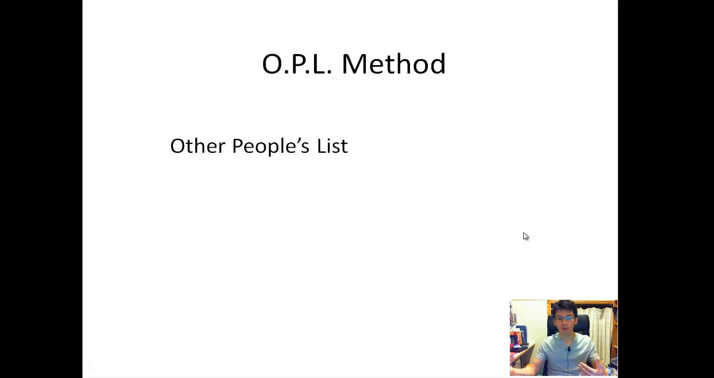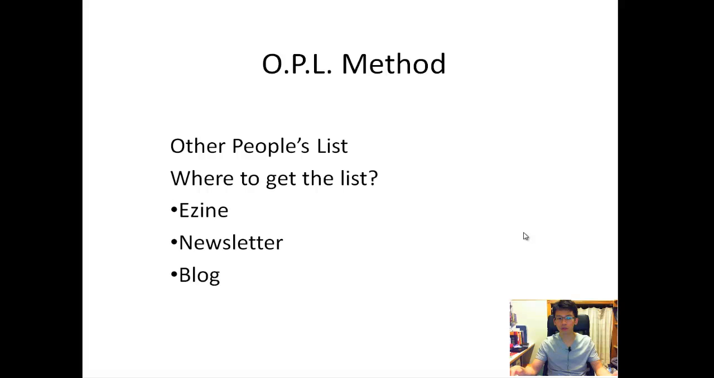OPL means other people's list, and there are many people out there who have built their own lists and try to sell them to different marketers. Those lists you may find on some e-zines, newsletters and blogs. And actually, these kinds of lists are all related to different kinds of topics, and we'll talk about this later.